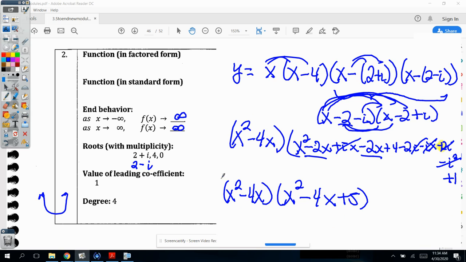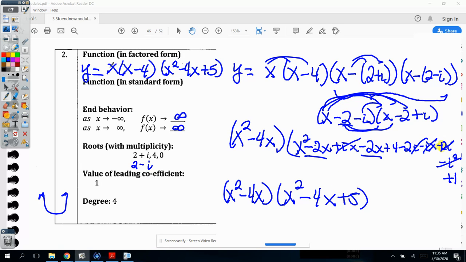Oh, I shouldn't have done that yet. I forgot about the factored form. So here's what I would have written for factored form. I would have written the x and the x minus 4. I was on my way to standard form here, guys. And then I would write this guy, x squared minus 4x plus 5, which we would usually say does not factor. So we would leave it there. But if you wrote this top guy, that's perfectly fine.